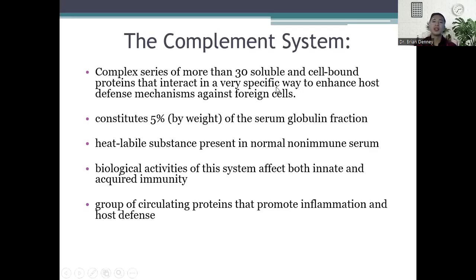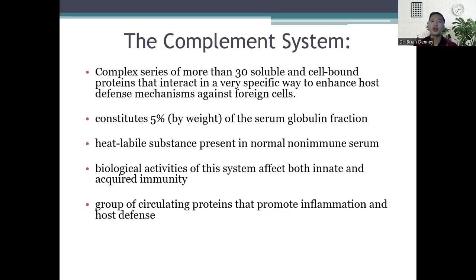So again, I will repeat. We have more than 30 proteins comprising your complement system. And of these, we have two subsets: soluble complement proteins and cell-bound complement proteins. Soluble, because they are found in the circulation. Cell-bound, meaning they are attached to the surface of your immune cells. So these proteins interact in a very specific way to enhance host defense mechanisms against foreign cells.